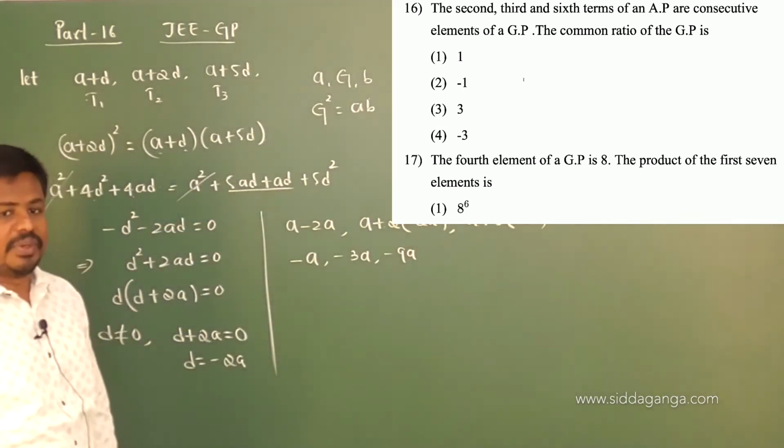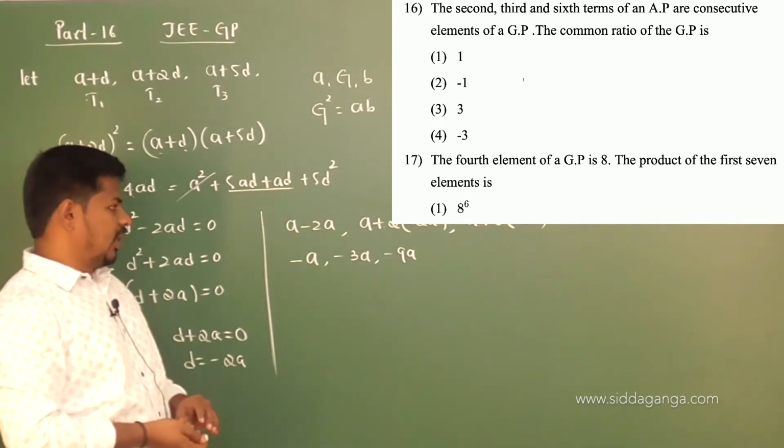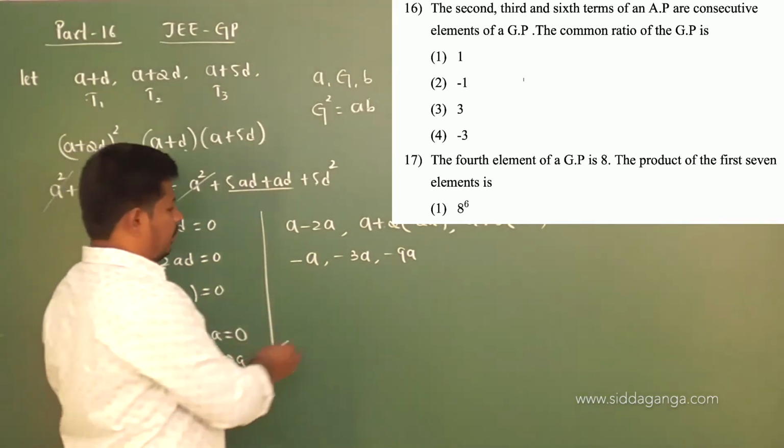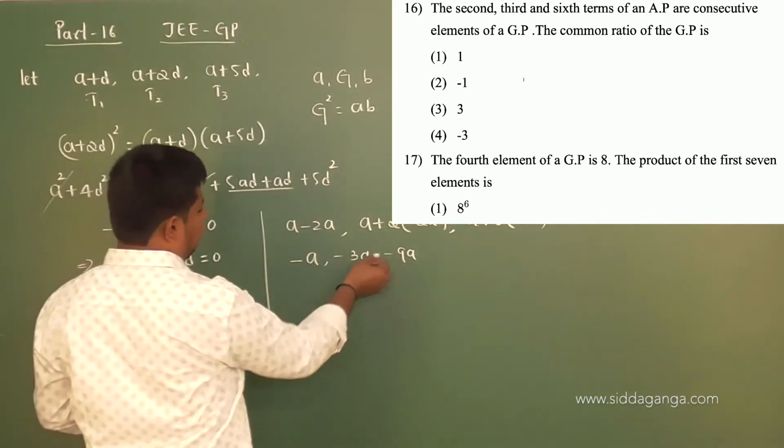Right. So now the common ratio is given by the ratio of a term and its preceding term. That is, minus 3A by minus A, or minus 9A by minus 3A, gives the common ratio.